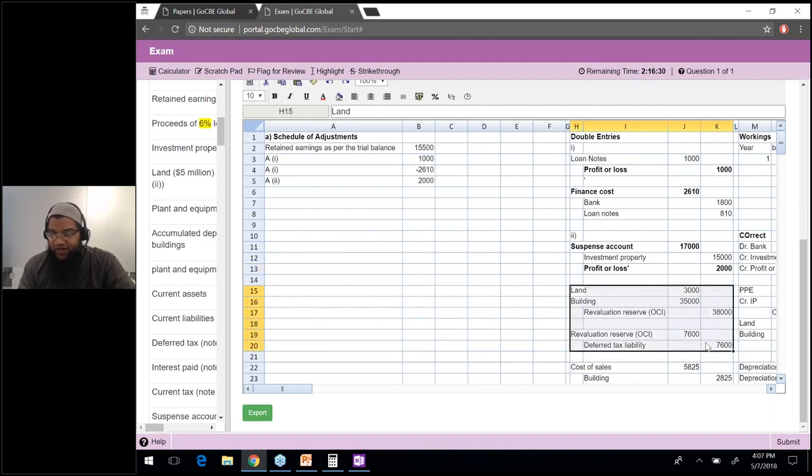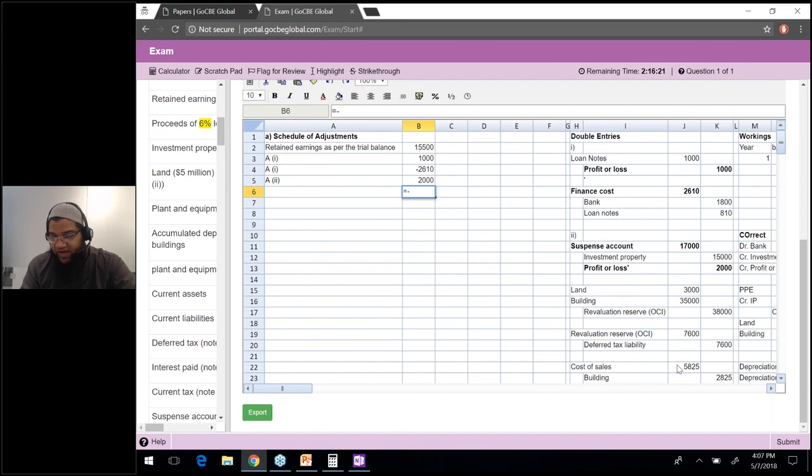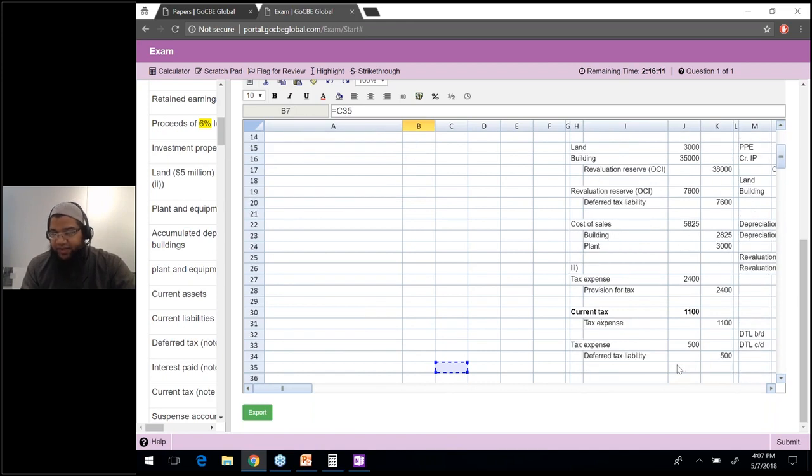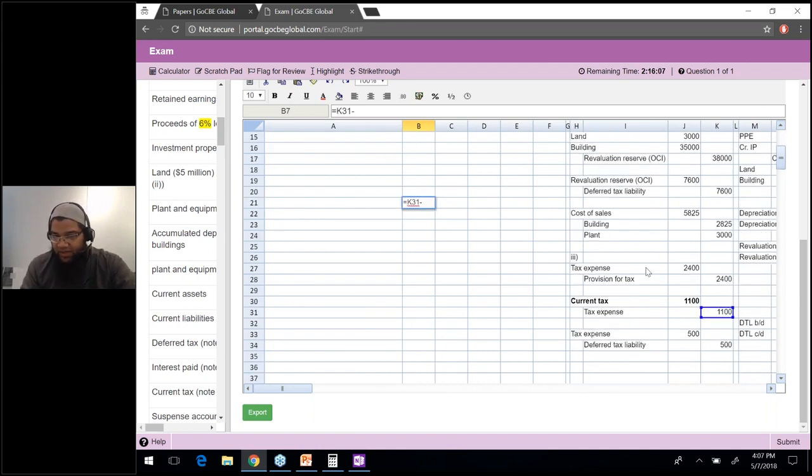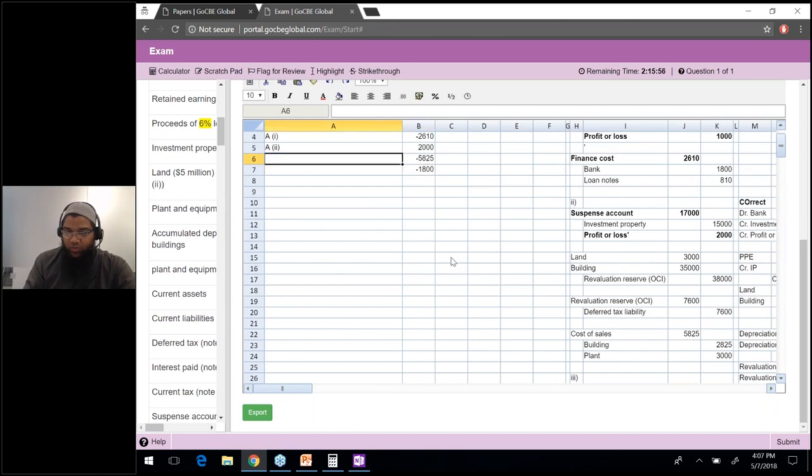The revaluation and deferred tax on revaluation will not be incorporated in the retained earnings. And then we have some depreciation of 5825 relating to the same adjustment number 2. And further, if we go downwards, we have credited tax expense of 1100, minus we have debited 2400, and minus we have debited 500. So to incorporate tax, we need to have a net impact of negative 1800.